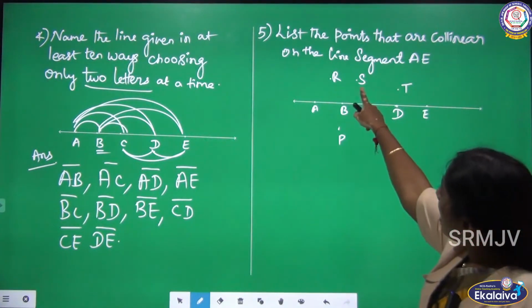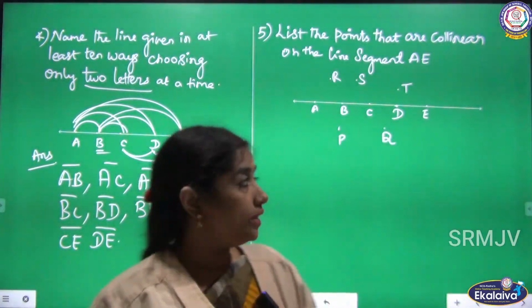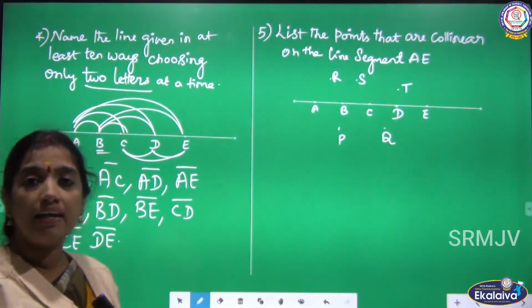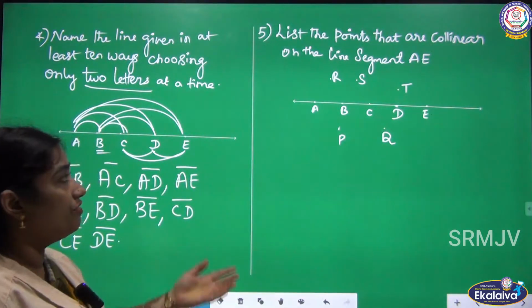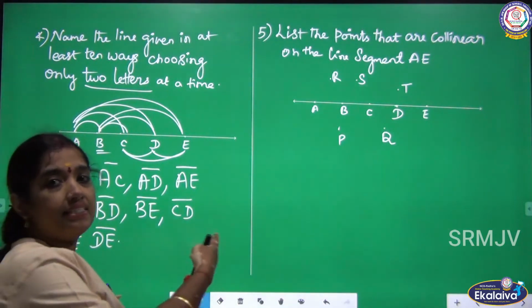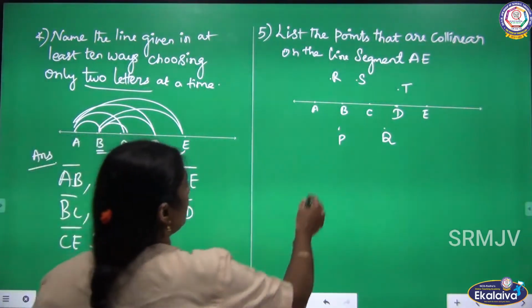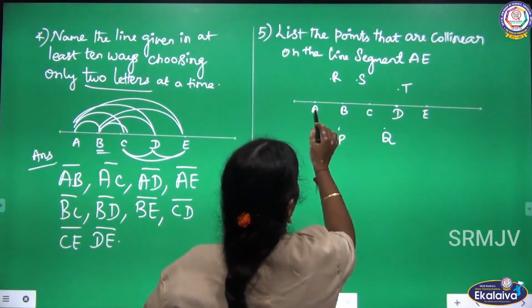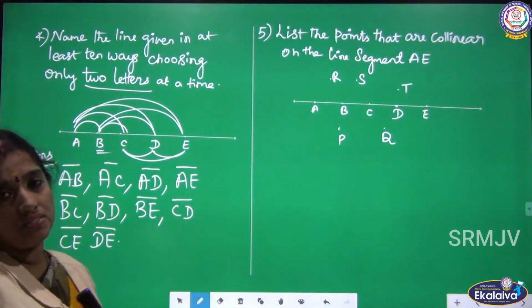See, this R, S, T, P, Q is also there, but whether it is lying on the straight line? No. Whether it is on the line? No. Where is it? It is in the exterior. Okay, this R, S, T, P, Q are in the exterior. Only A, B, C, D are lying on the straight line.